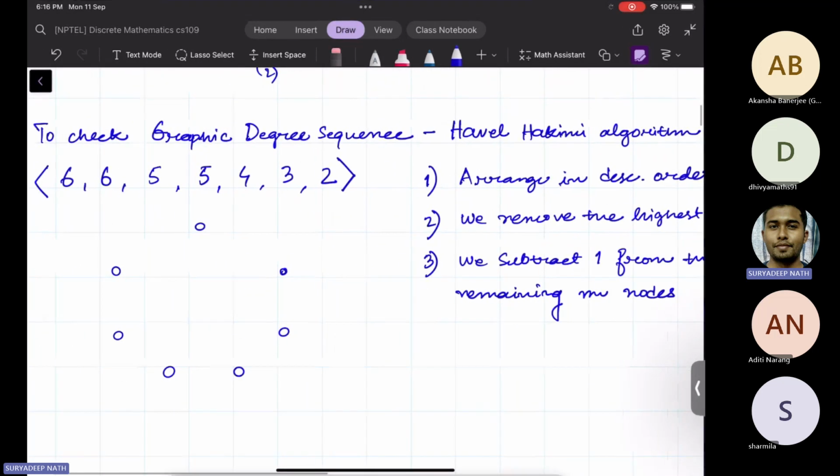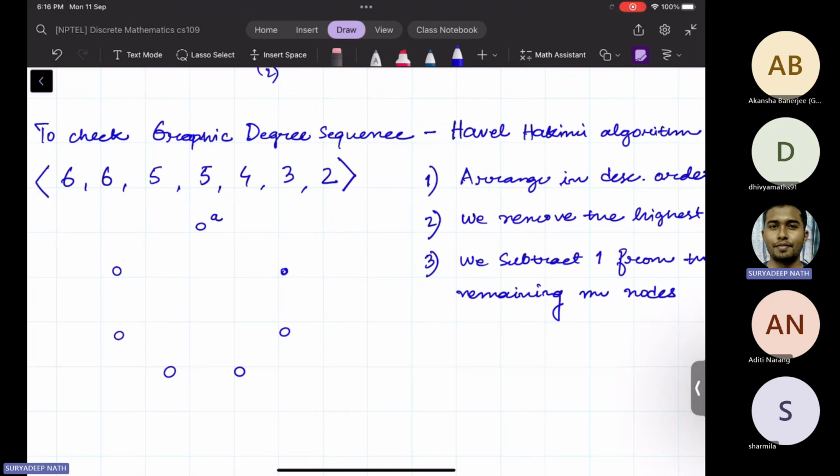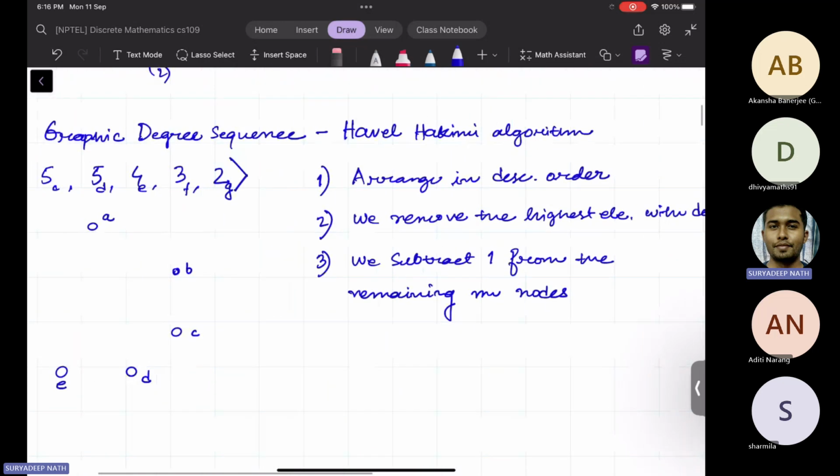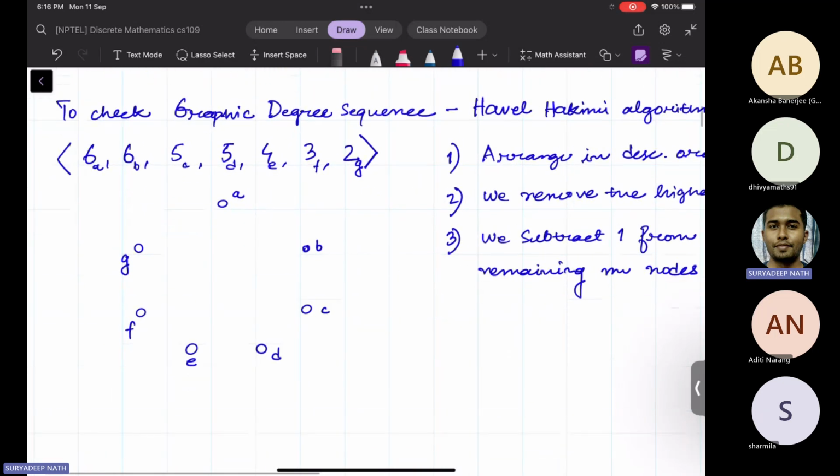You have picked the first node; we call them a, b, c, d, e, f, g, and let's say 6a, 6b, c, d, e, f, g. Now arrange them in descending order. Why it is done, I'll explain to you.